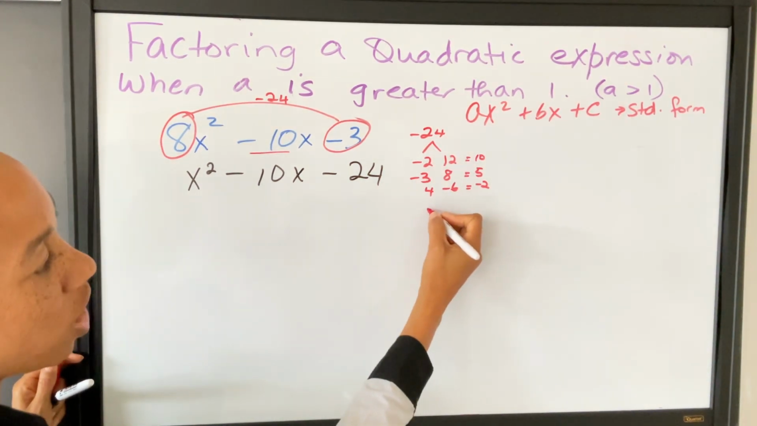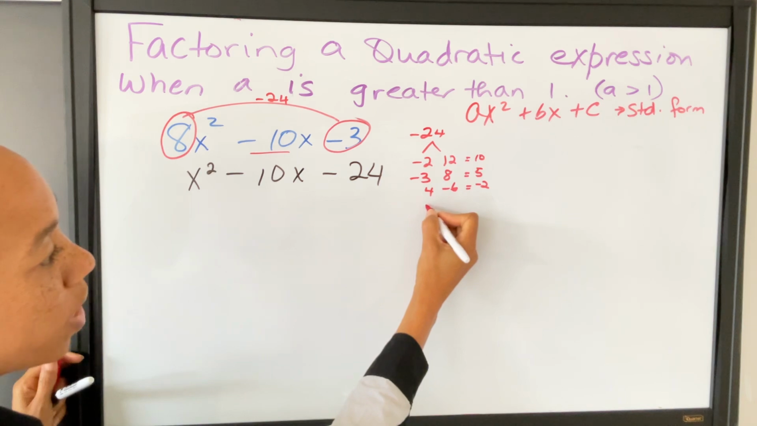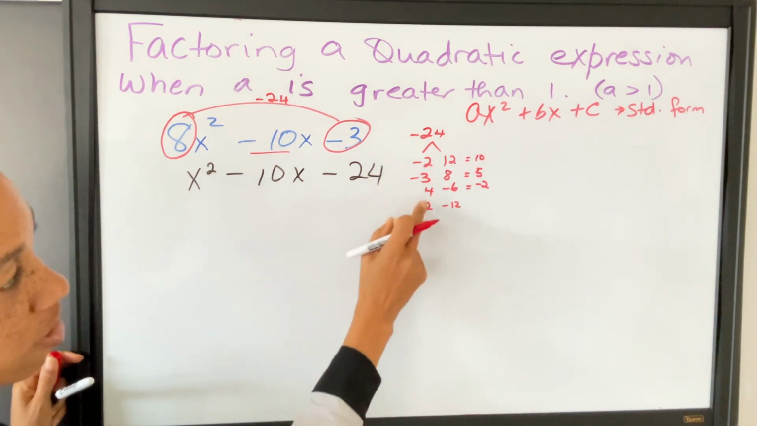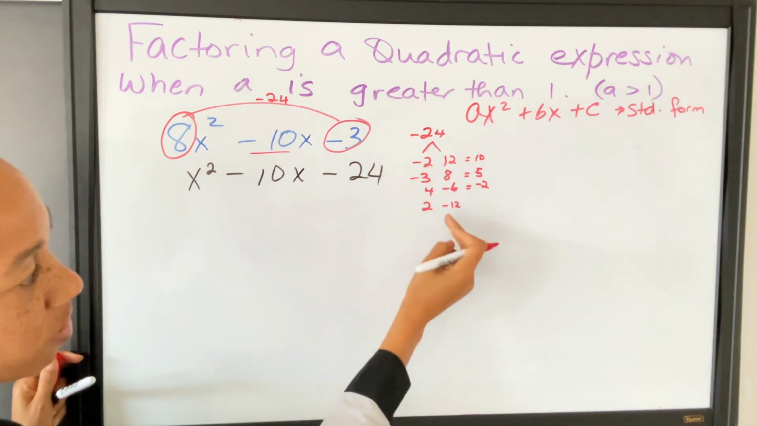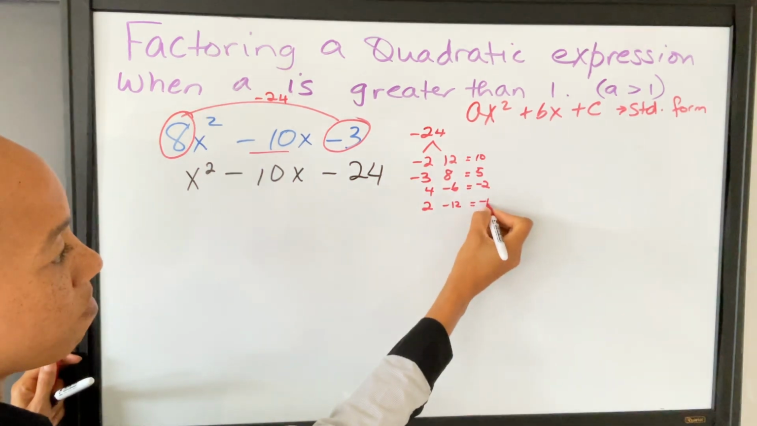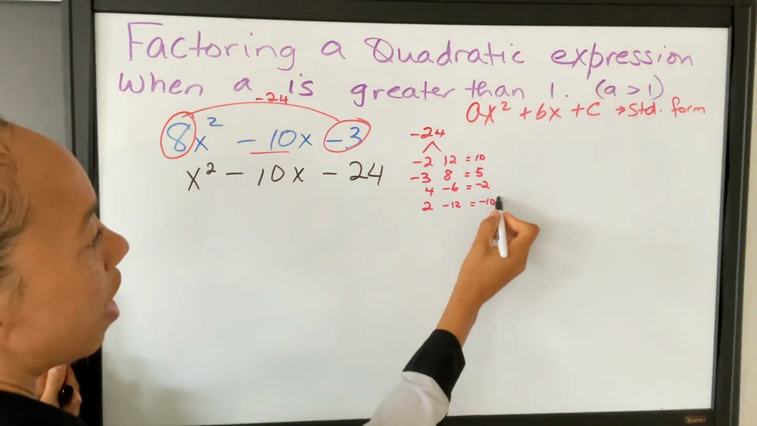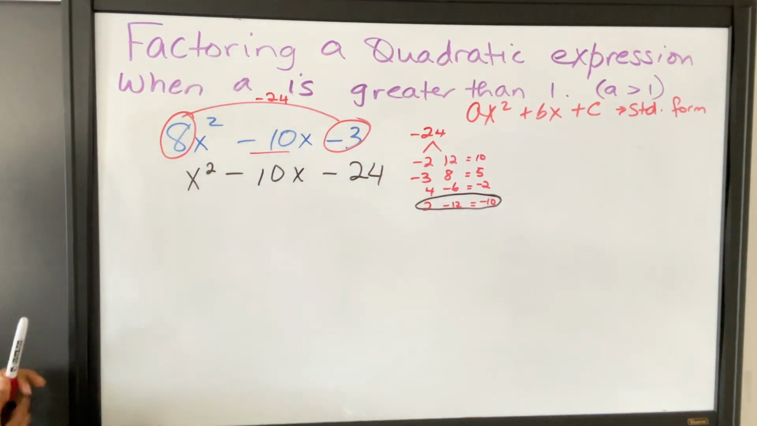So now I have another option. I can try now with 2 and -12. So notice the difference here. I'm switching the negative symbols here. So now this is going to give me -10, and I can stop there. Now I know to choose these two as my factors.